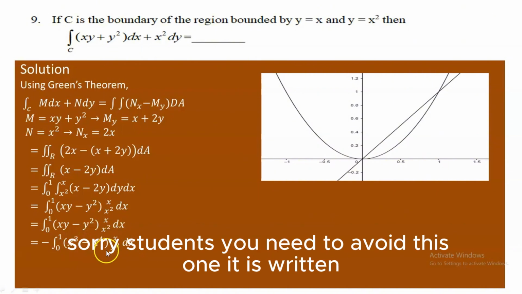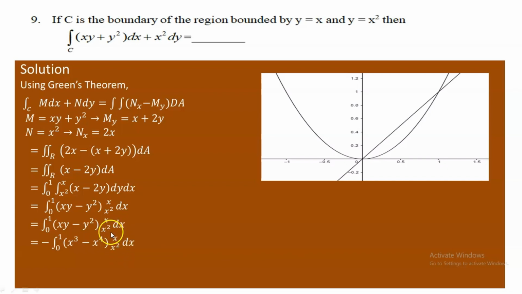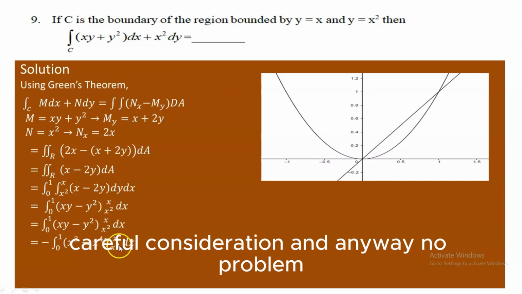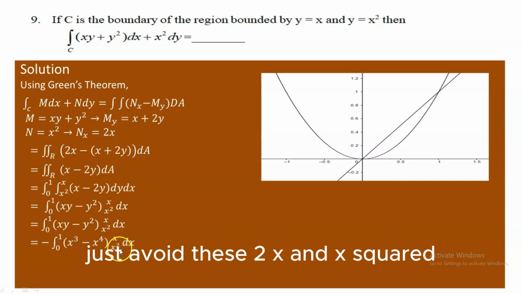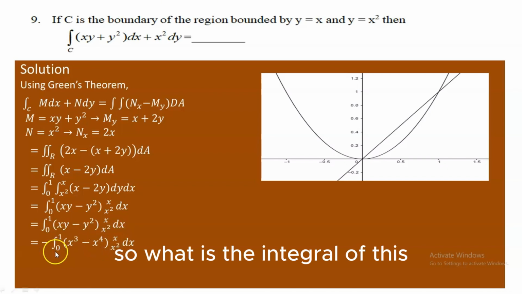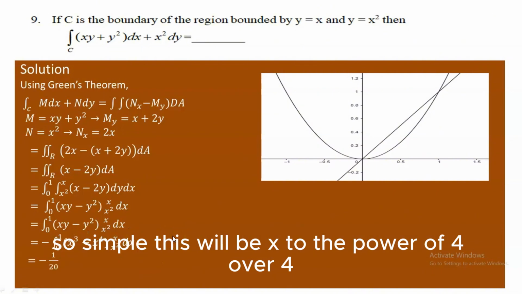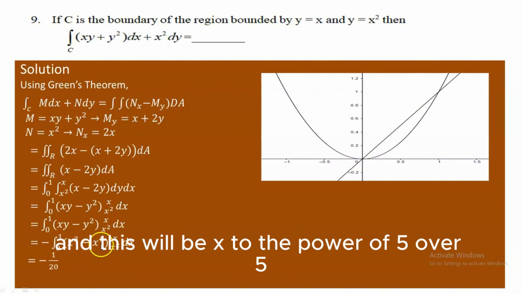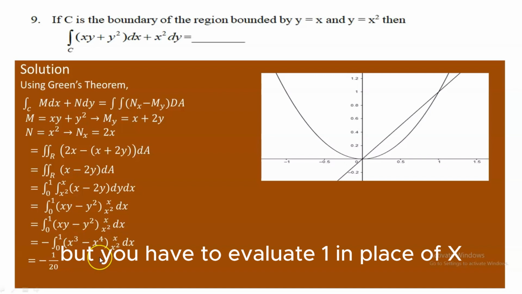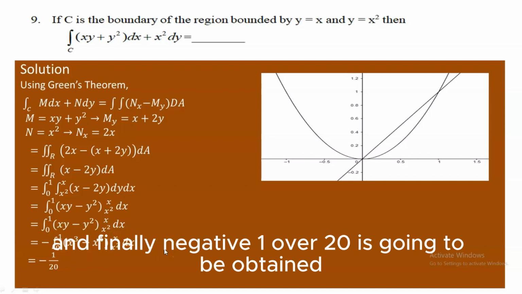Sorry, students, you need to avoid this one. It is written here without careful consideration. Anyway, no problem, just avoid these two, x and x squared. So what is the integral of x cubed minus x to the power of 4? So simple. This will be x to the power of 4 over 4, and this will be x to the power of 5 over 5, and evaluating with 1 in place of x, finally negative 1 over 20 is obtained.